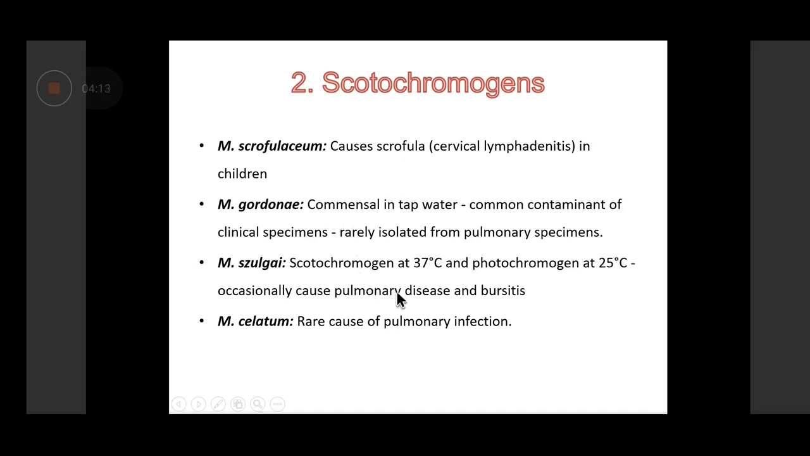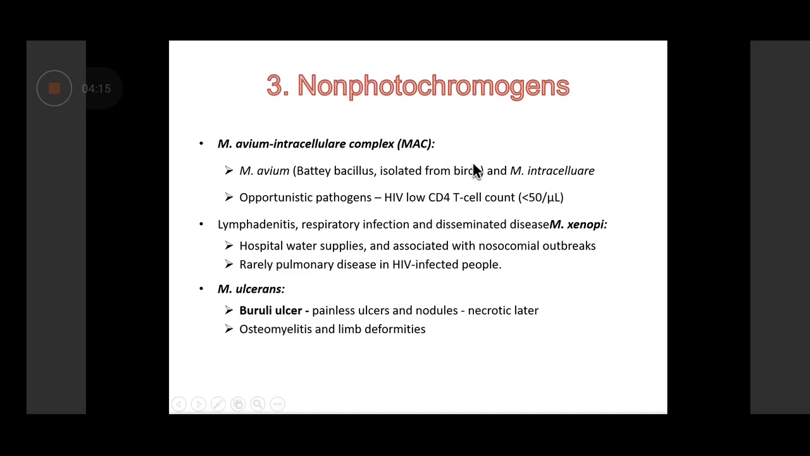So these are the various examples: photochromogens, and the non-photochromogens, that is MAC, Mycobacterium avium intracellulare complex. They are commonly seen in HIV individuals where the CD4 count is less than 50 per microliter. Then M. xenopi causes lymphadenitis and disseminated disease, commonly seen in hospital water supplies, and is also responsible for nosocomial outbreaks. These rarely infect HIV individuals.